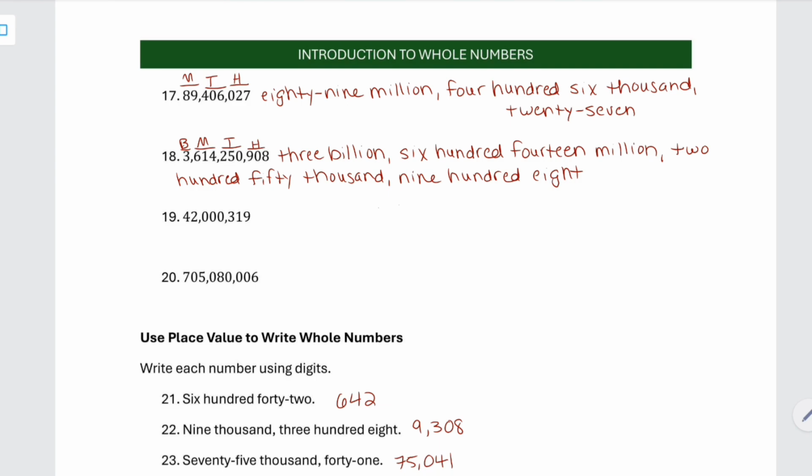For number 19, we have 42 million. With those zeros there, we don't need to write anything for the thousand. 319.